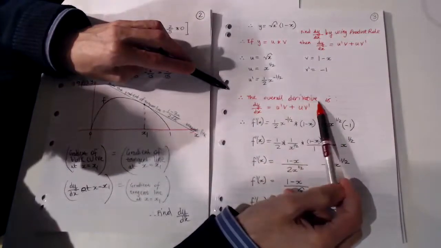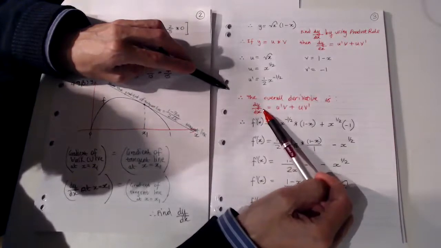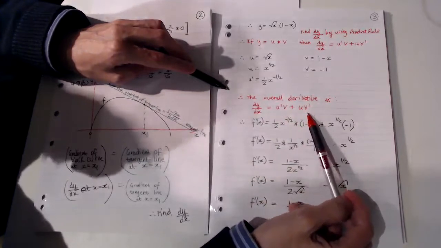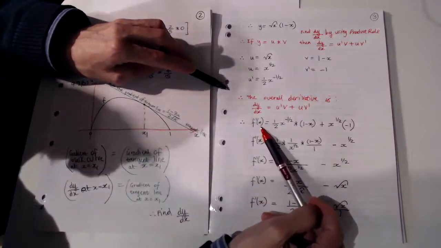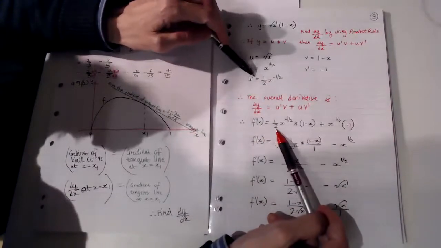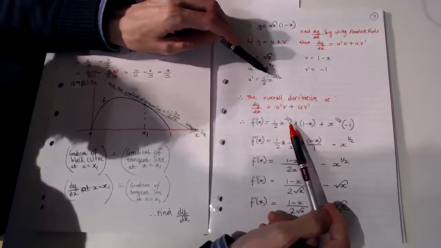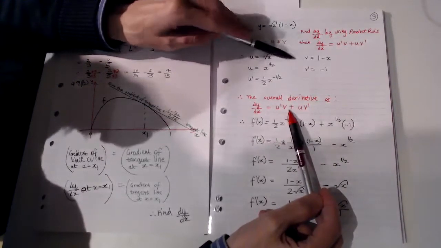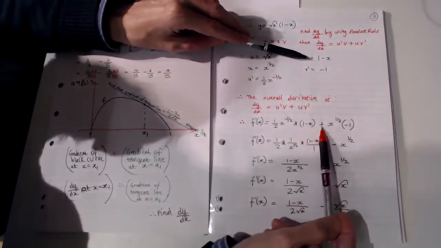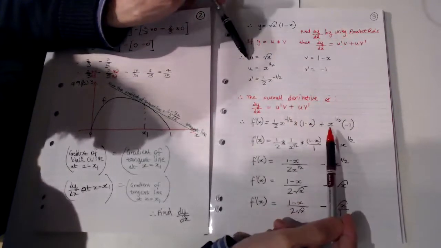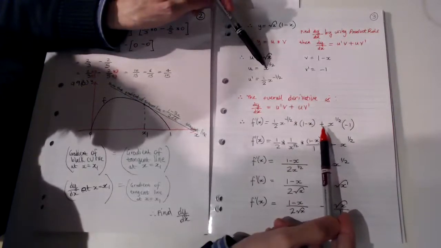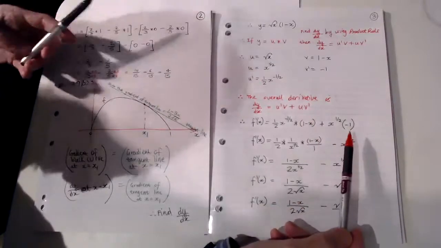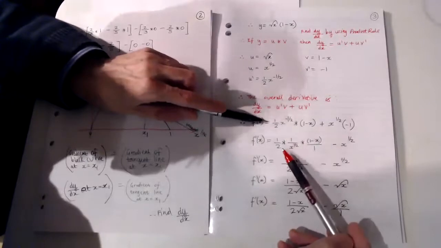Therefore, the overall derivative, according to the product rule, is dy/dx equals u' v plus u v'. So therefore, f' is equal to u' which is a half x to the power of negative a half, times v, which is 1 minus x, plus u, which is x to the power of a half, times v', which is negative 1. Now we need to clean it up a bit.